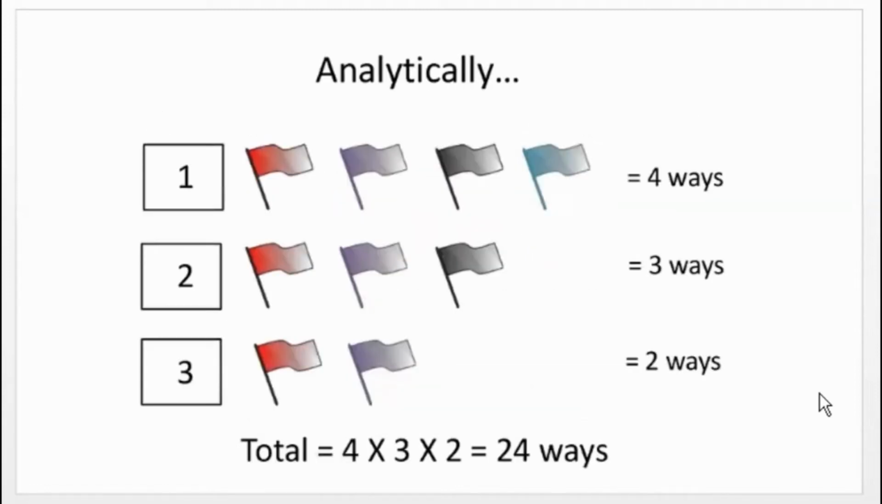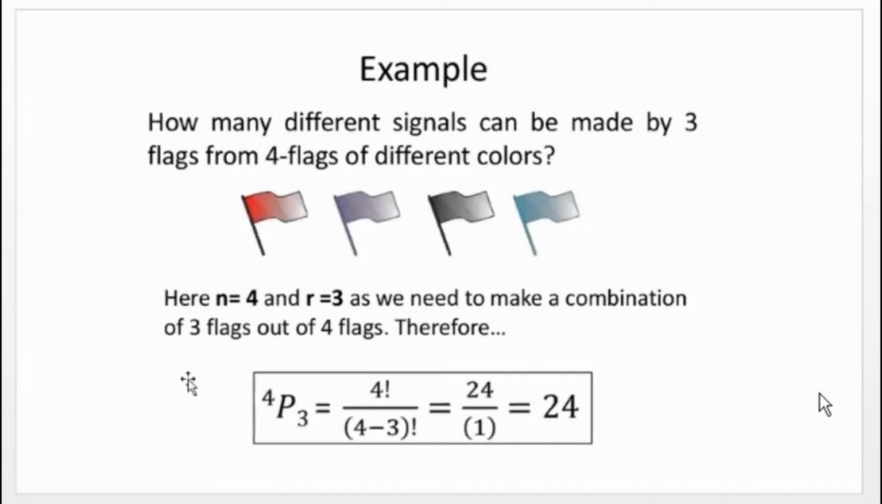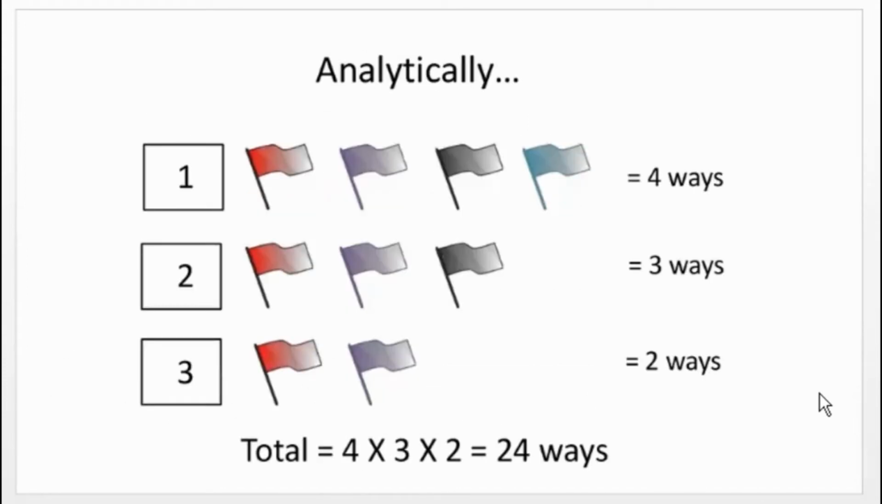So actually we have 4 different flags, so we can choose 4 ways. If you choose 3, you can choose 2. Here in this example, we can use the formula. Say how we can get the results.